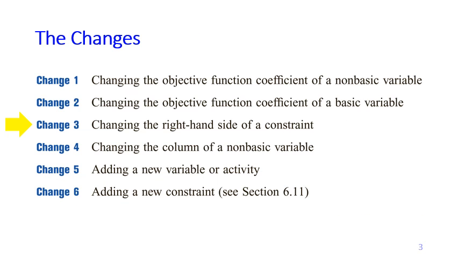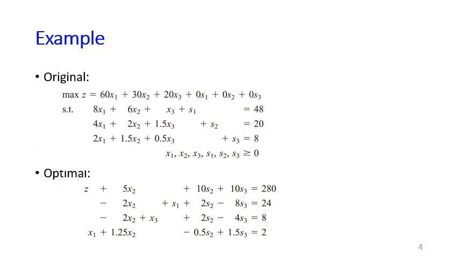So here's the third change. We are going to change the right-hand side of a constraint. We are still using the example of the Dakota problem. Now we are changing the value of the right-hand side of the second constraint, which is originally 20, to become 20 plus delta.